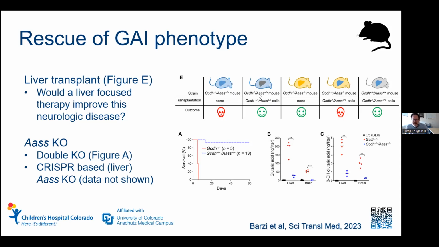And then data that I didn't show, but is shown very well in this paper, they used a liver-targeted CRISPR to knock out AASS in this mouse, and also was able to do the same thing. Basically, the biochemistry looks better, and so does survival.